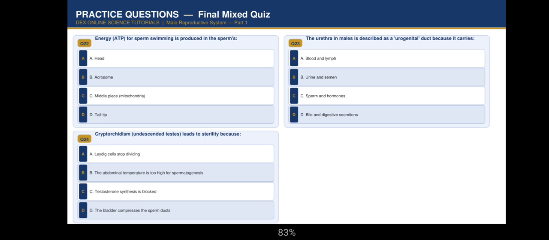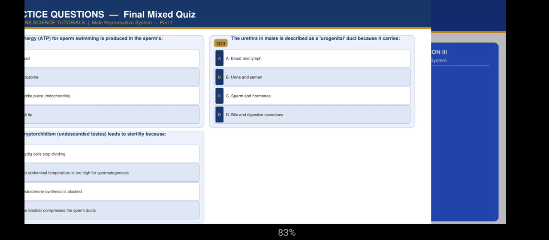So the reason why there is urogenital is because of the urethra, and that's because it serves as passage to both urine and sperm, or rather urine and what? Semen, option B.